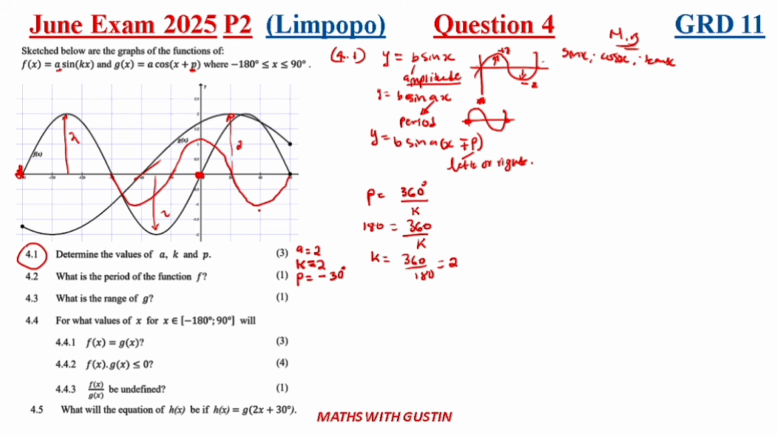Okay, that's it. And then let's move on to 4.2. What is the period of the function f? I think we already said that the period is going to be 180. I think we did explain the period somewhere there while we were finding the value of k. So the period is 180.